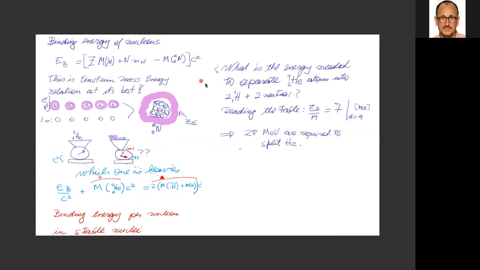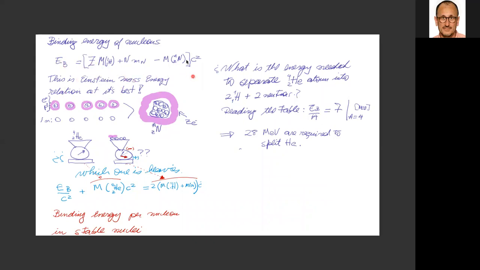Let's go to binding energy of a nucleus. Okay, so what I have here in this expression, it's Einstein formula of masses at its best. Okay, this is what it says here.